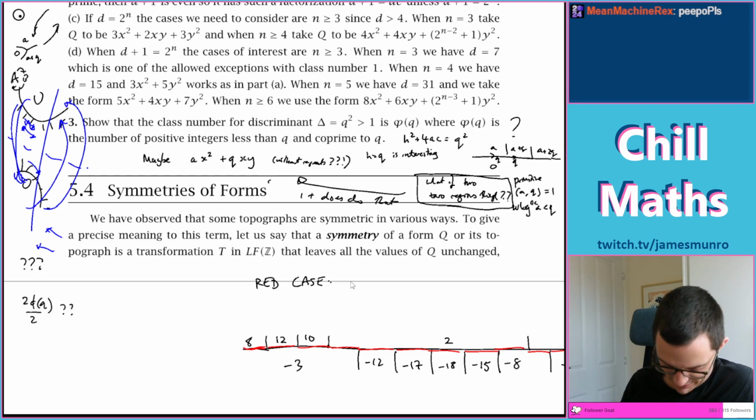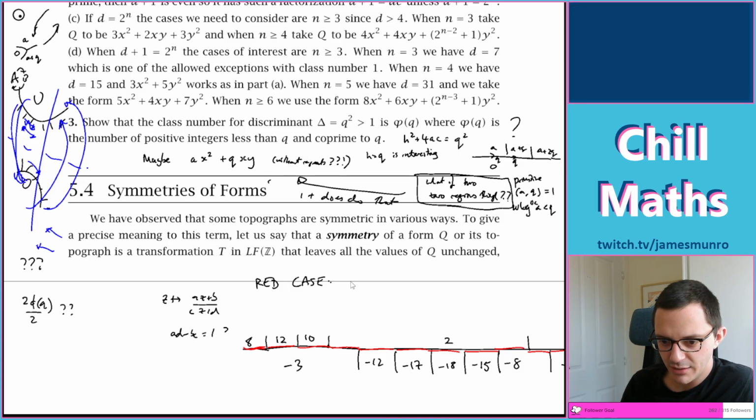Symmetries. Precise meanings this time. Let's say the symmetry of a form Q or its topograph is a transformation in linear fractional maps in Z, which sends Z goes to AZ plus B over CZ plus D with, I think we are taking AD minus BC equals 1, probably. That leaves the values of Q unchanged.